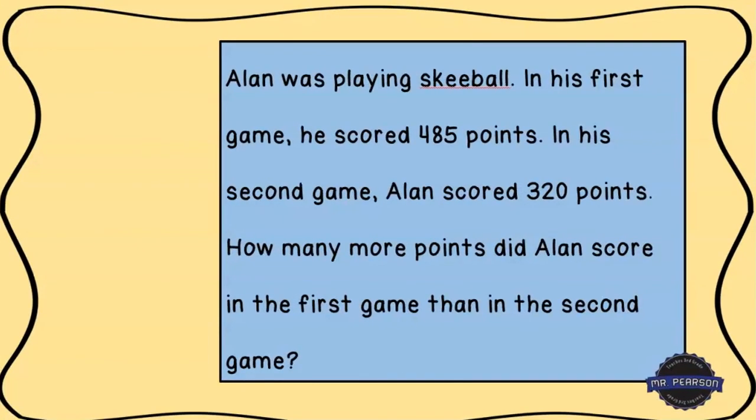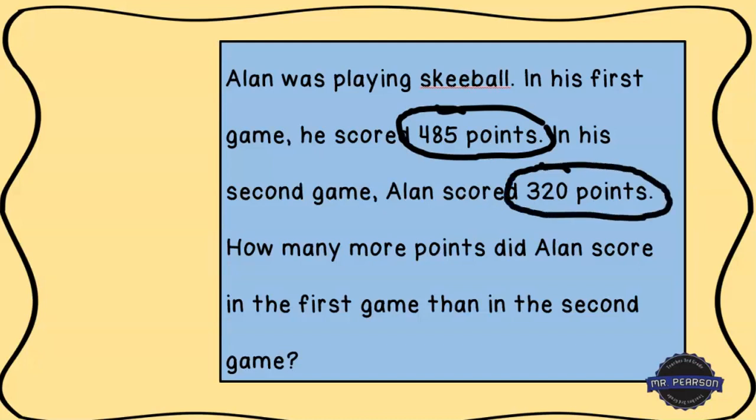Okay, so let's go ahead and begin, of course, by circling our numbers. So in this case, it says Alan was playing skee ball. In his first game, he scored 485 points. And in the second game, he scored 320 points. There are no other numbers that we need to circle, so we'll go with those.